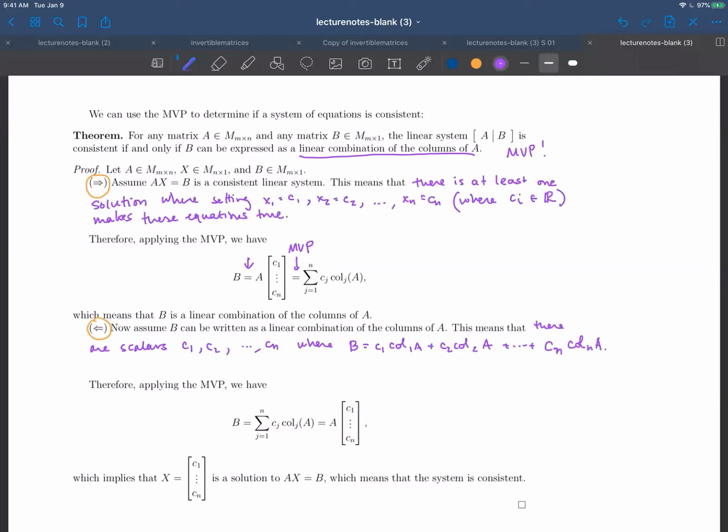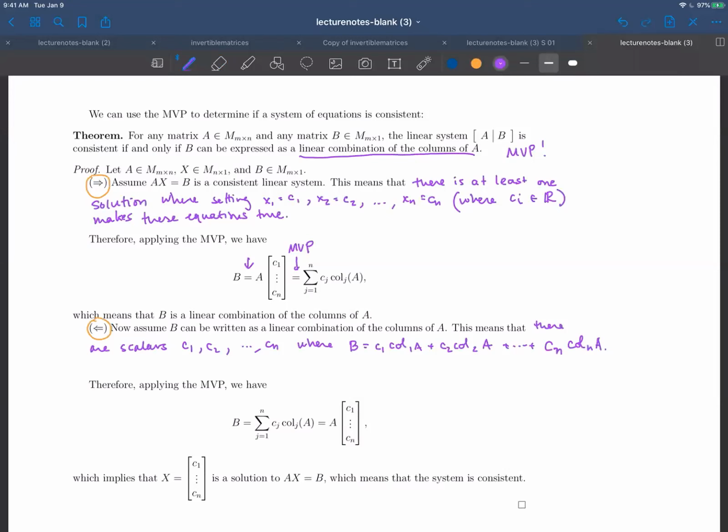So we've written down B as a sum of these columns, and we know we can repackage that as matrix multiplication, which looks like A times this vector C. And that means that this vector of variables X, if we plug in the C's for the X's, we get a solution to AX equals B, which means that the system is consistent. It doesn't necessarily mean that's the only solution. It could have more than one solution, but it does tell us there's at least one, and that's what we need for our system to be consistent.